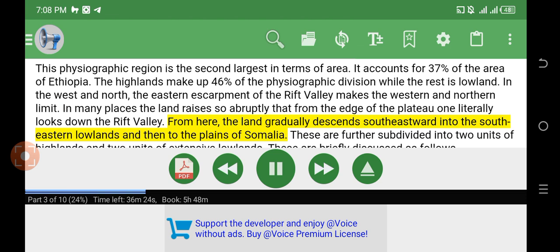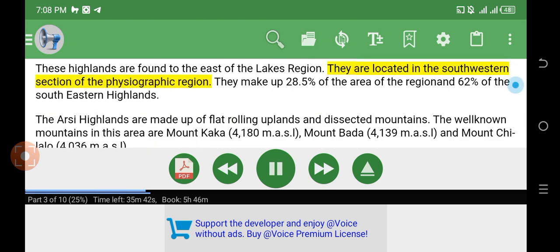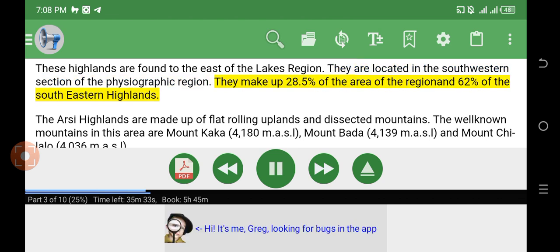These are further subdivided into 2 units of highlands and 2 units of extensive lowlands. These are briefly discussed as follows. The southeastern highlands are the Arsi-Bale-Sidama Highlands. These highlands are found to the east of the Lakes region. They are located in the southwestern section of the physiographic region. They make up 28.5% of the area of the region and 62% of the southeastern highlands. The Arsi Highlands are made up of flat rolling uplands and dissected mountains.